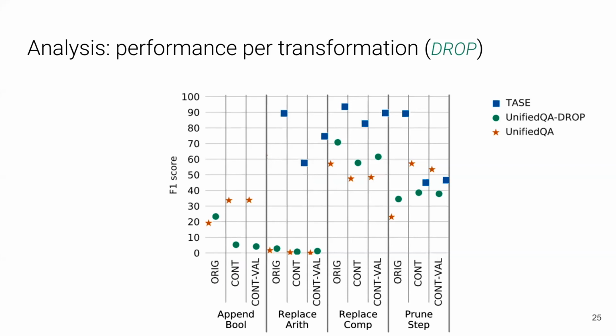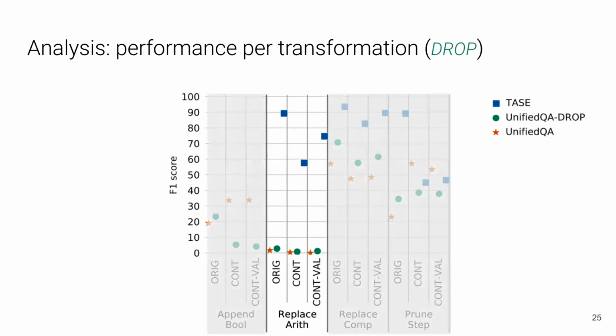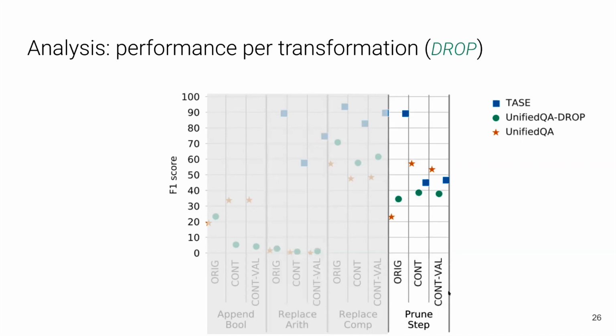And one interesting thing about this is that because we have a lot of control, because we know exactly for each example what perturbation was applied, we can check how models do with respect to particular perturbations. So you can get very interesting analyses. For example, UnifiedQA models on DROP do very poorly on arithmetic operations. And specialized models also suffer a drop when you change the arithmetic operations. But conversely, if you look at the prune step operation that takes a long sequence of steps and just makes it shorter, we see that the specialized model, TASE, is really not robust. Performance drops by a lot.